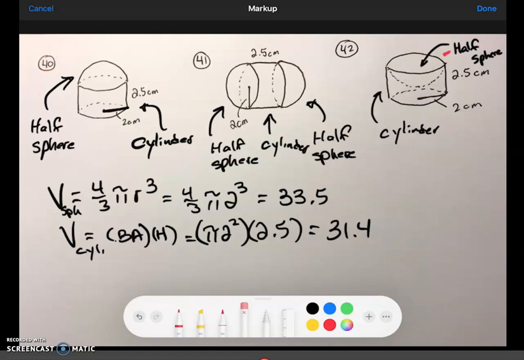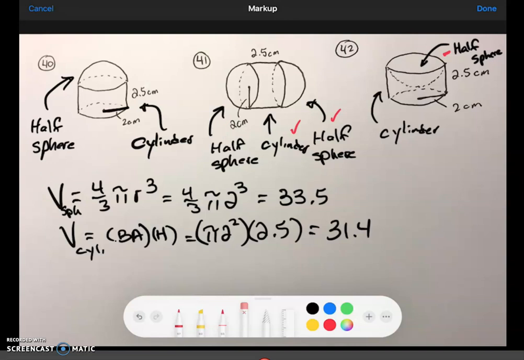Let's go to 41. Same kind of idea here. What are we looking at? We are looking at a half a sphere on the left, half a sphere on the right. So really we got a complete sphere. So we can just take this number and then we're going to add a cylinder, which is right in the middle. So you add the cylinder. Okay, and that would be space inside, which of course is volume.